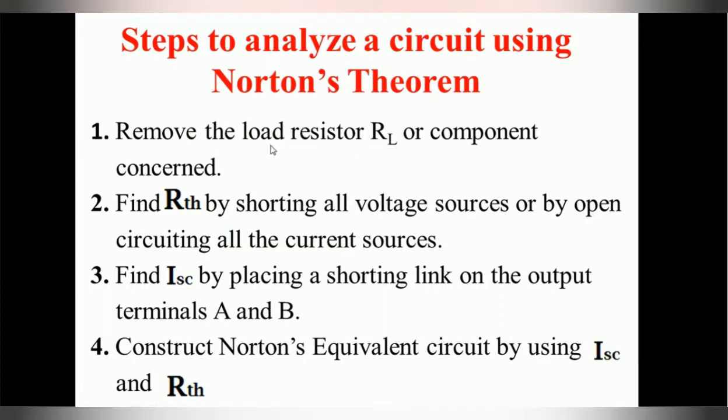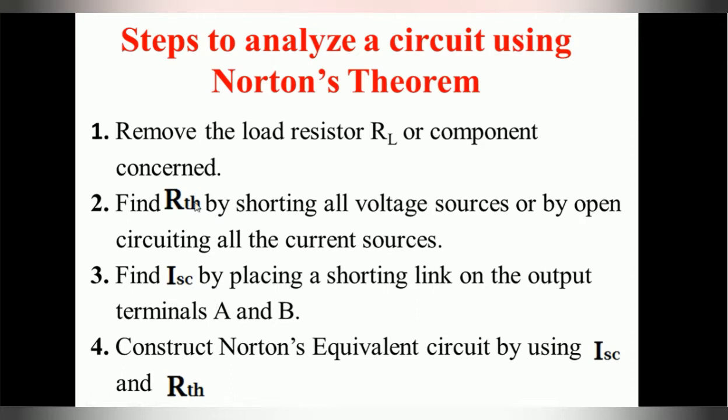In the first step, the resistor in the circuit through which we want to find the current, that is called the load resistor, should be removed initially, and find the value of RTH by shorting the voltage sources. If the circuit has current sources, we open circuit the particular current source. After shorting and opening the voltage and current sources, we find the value of RTH, the Thevenin's equivalent resistance, and we find the short circuit current. For that, the load terminals should be short circuited, then we find the short circuit current.